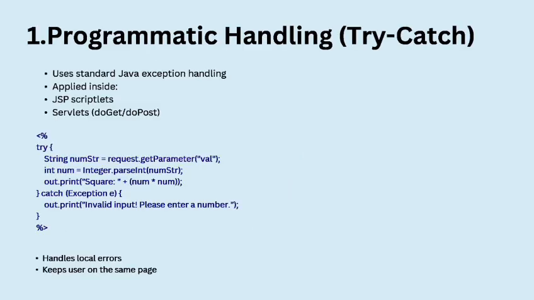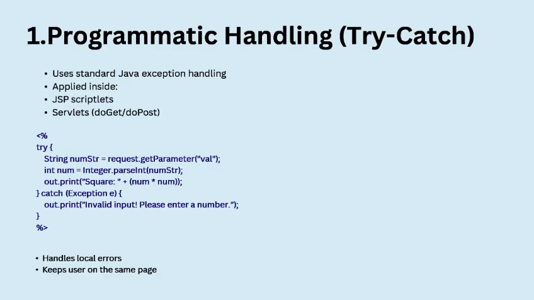The first method is programmatic handling. In this method, it uses standard Java exception handling using try and catch blocks. It is applied inside JSP scriptlets or servlet methods like doGet and doPost. In this example, the program gets a value from the user using request.getParameter, and then it converts the value into an integer using Integer.parseInt. After that, it calculates the square of the number and displays it.